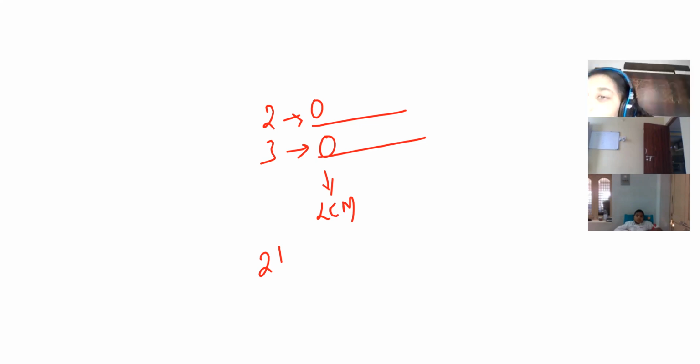and 24, suppose, how can we find out the LCM for it? The same way you can find it, but it is a big process, right?